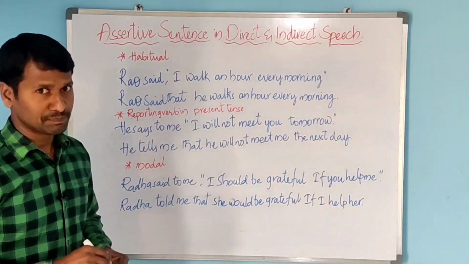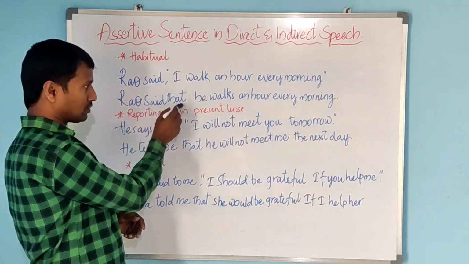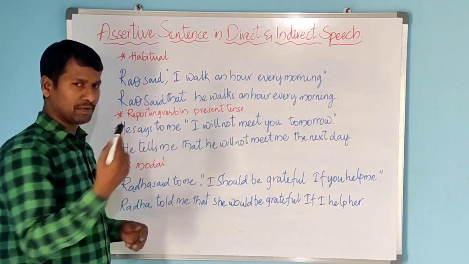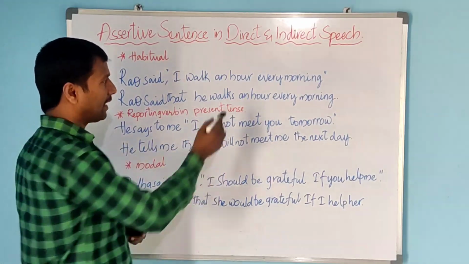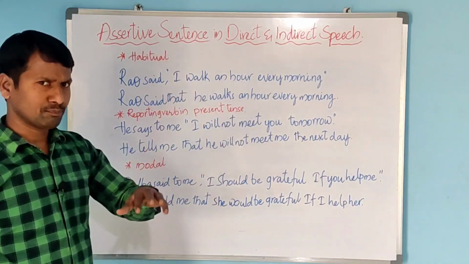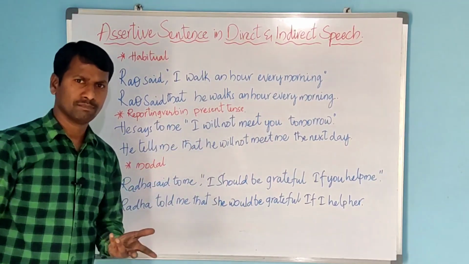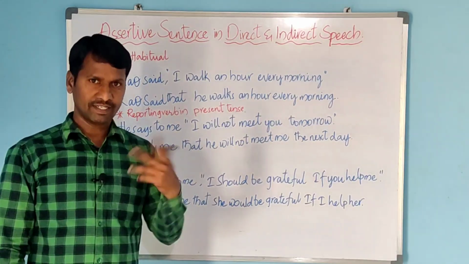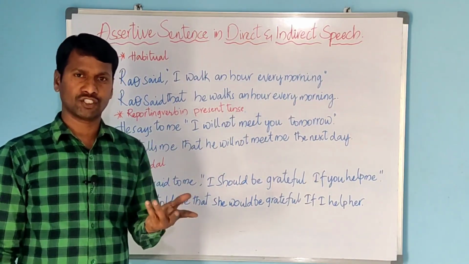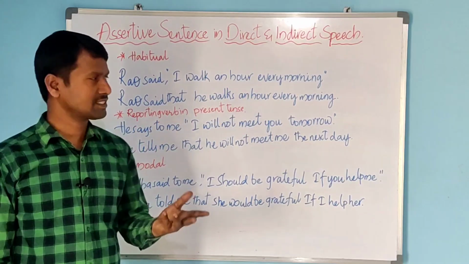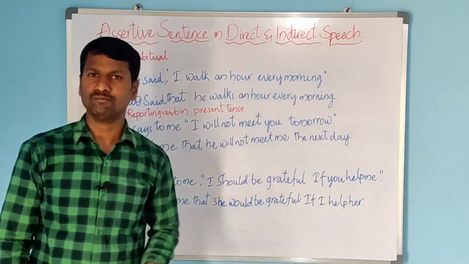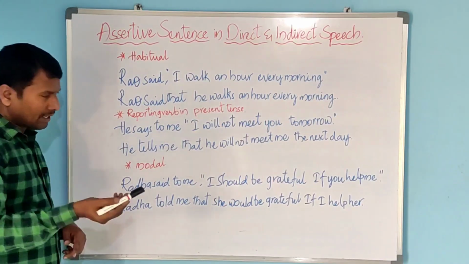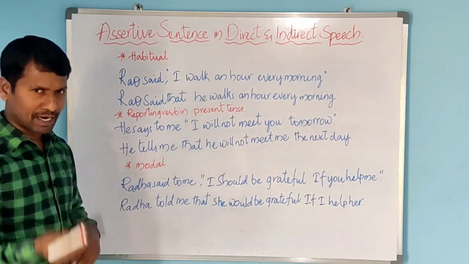Even in the indirect speech also, that Rao said that I changes into he, walk changes into walks. As he third person singular, we add s. An hour every morning. Question simple present tense, answer also simple present tense. The reason is it express habitual action. If it is express eternal truth, habitual action or universal facts, we will write the same tense in the indirect speech. And see the another one, earlier examples, all of them reporting verb past tense.